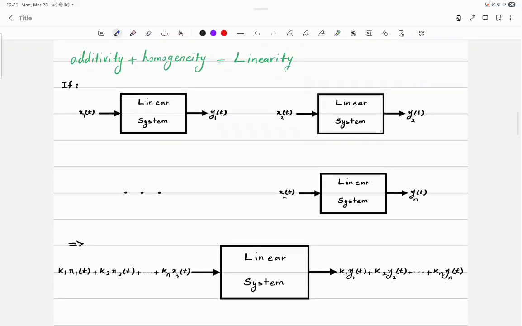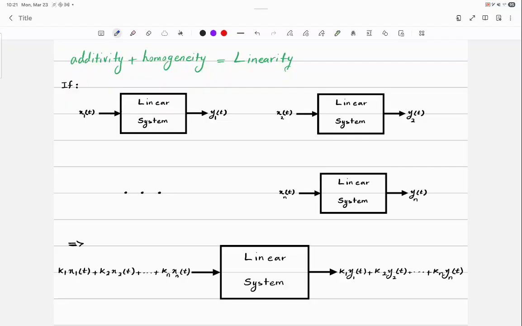Let's see what happens. First of all, let's look at these block diagrams and see if we agree with the final one, the bottom one. So I have assumed I have a single system. Again, remember, these are not different systems, one single system. On different occasions, I apply different inputs to the system. And each input will generate a different output. So x1, y1, x2, y2, xn, yn. If the system is linear and I apply all the inputs together, what should be the output?